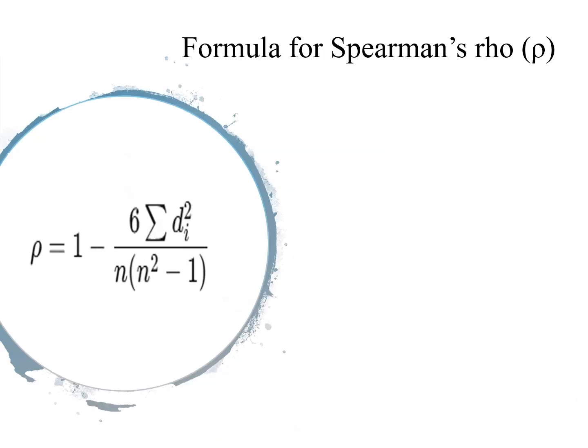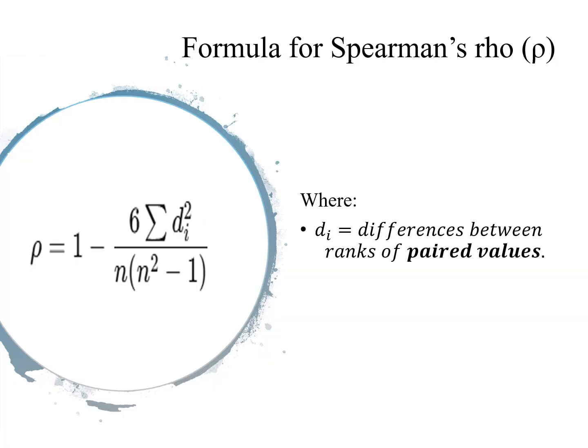Let's look at the formula for Spearman's rho. As shown, rho is equal to 1 minus the quantity, 6 times the summation of the square of d, divided by n times n squared minus 1, where rho represents the Spearman correlation coefficient. d is the difference between the ranks of paired values for each observation. n is the total number of paired observations, and the summation of d squared represents the sum of the squared differences in ranks.